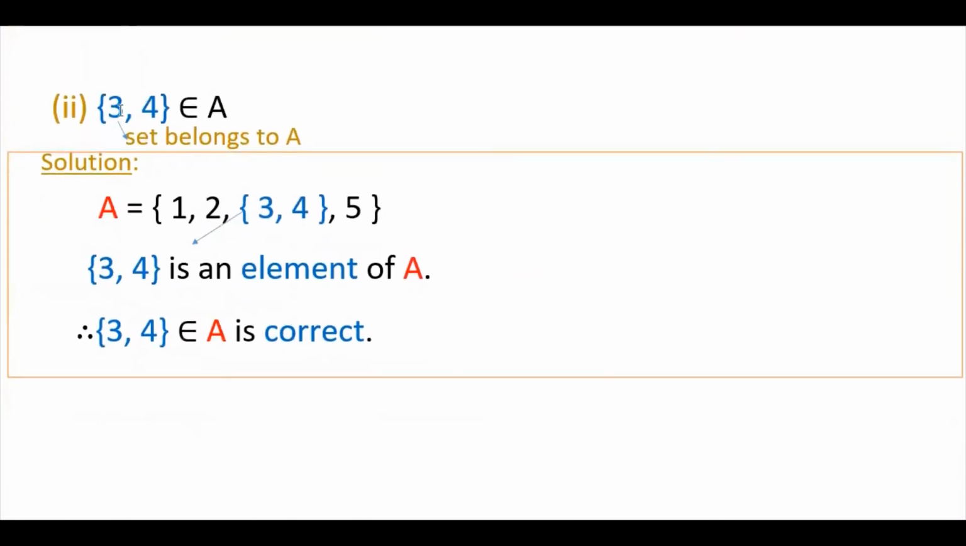And second one, {3, 4} inside the braces belongs to A. So this is correct because this set is an element of A. So this statement is correct.